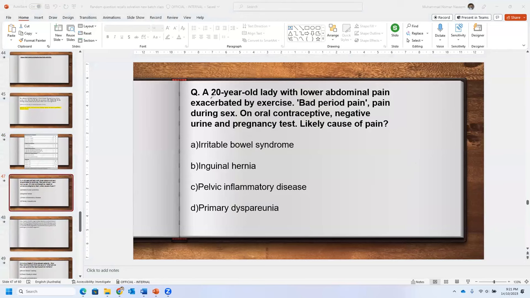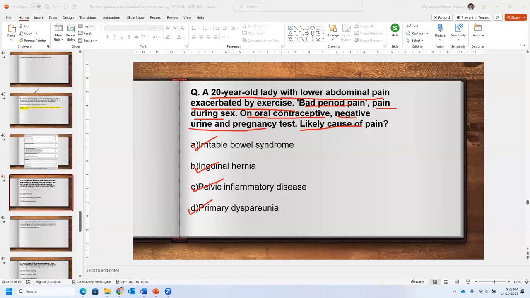Next question. A 20-year-old lady is presenting to you with lower abdominal pain exacerbated by exercise. She has bad period pain and pain during sexual intercourse as well. She is on oral contraceptives and has a negative urine pregnancy test. What is the likely cause of her pain? Irritable bowel syndrome, inguinal hernia, pelvic inflammatory disease, or primary dyspareunia?